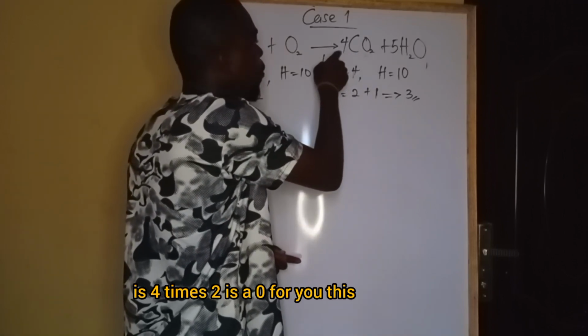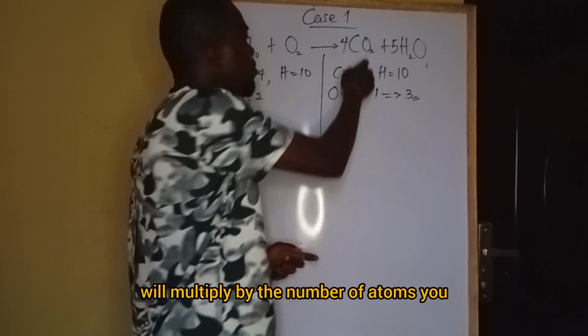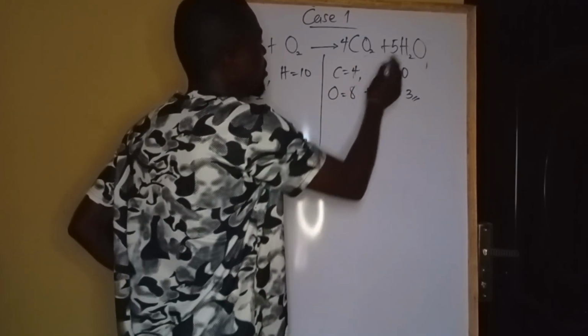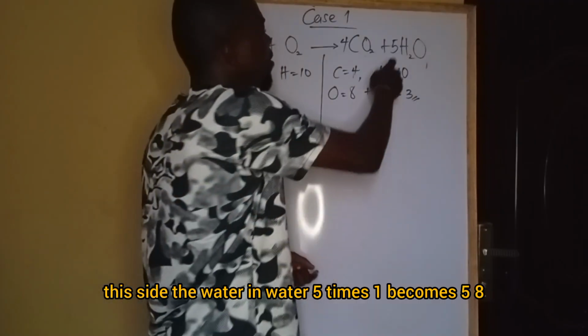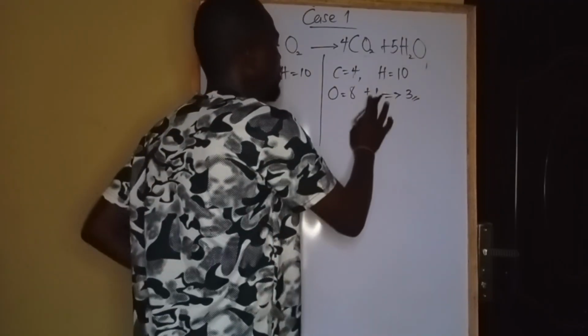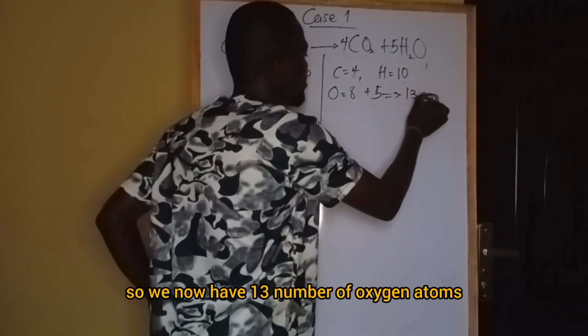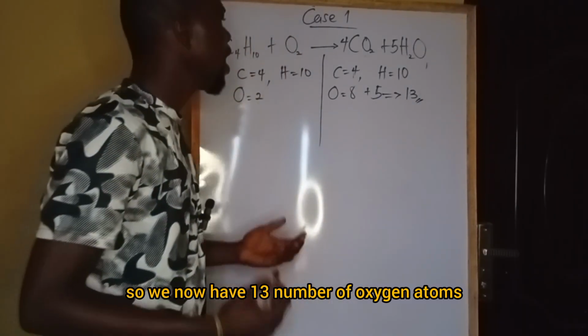Don't forget this coefficient 4, you multiply it by the number of atoms you have here. 4 times 2 gives you 8, so it becomes 8. This side, in water, 5 times 1 becomes 5. 8 plus 5 gives you 13. So we now have 13 oxygen atoms.